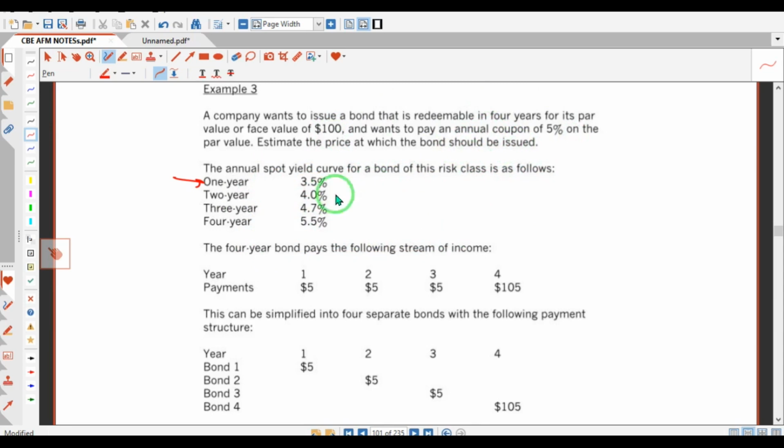So in this example, we are given the annual spot yield curve for this risk class. This is not the government one. Basically, the examiner has added the government yield plus the spread. So this is assuming it's given. If it's not given, refer back to example 5 and come and view this again. You will understand better. So this is the yield of that risk class for this company that has been rated.